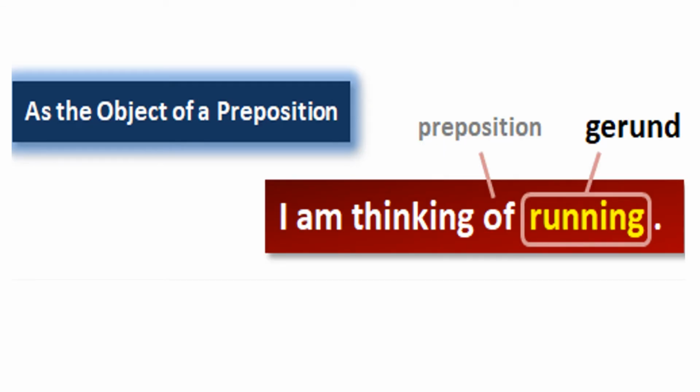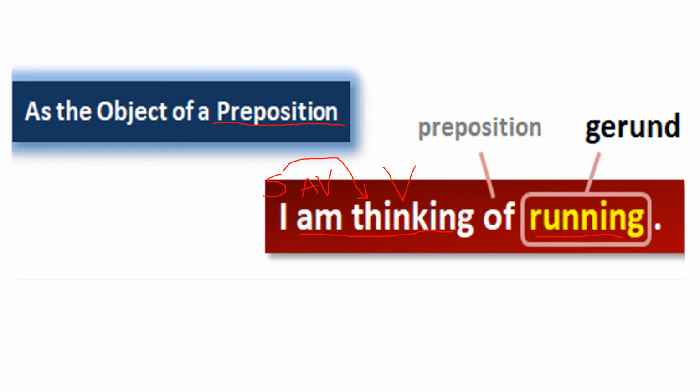Okay, this one gets tricky. An object of a preposition, right? So here I am thinking of running. Thinking is a verb. That's an ing verb because it's got its auxiliary verb in front of it here, okay? And it also has a clear subject that is doing the action of thinking. So thinking is a verb. But I am thinking of running. If I'm thinking of running, I am not running right now.